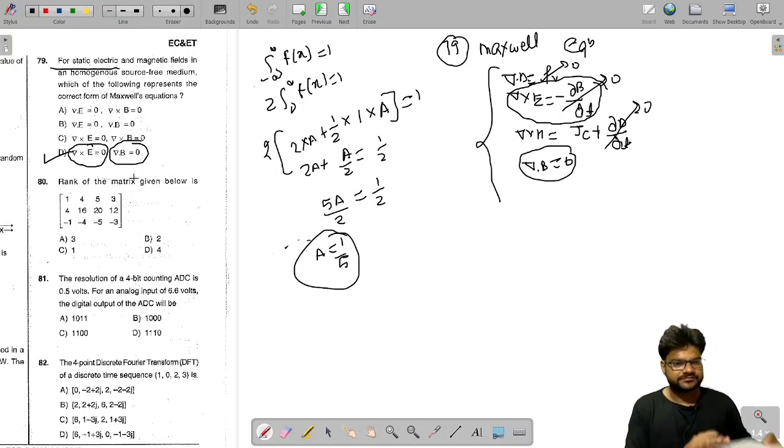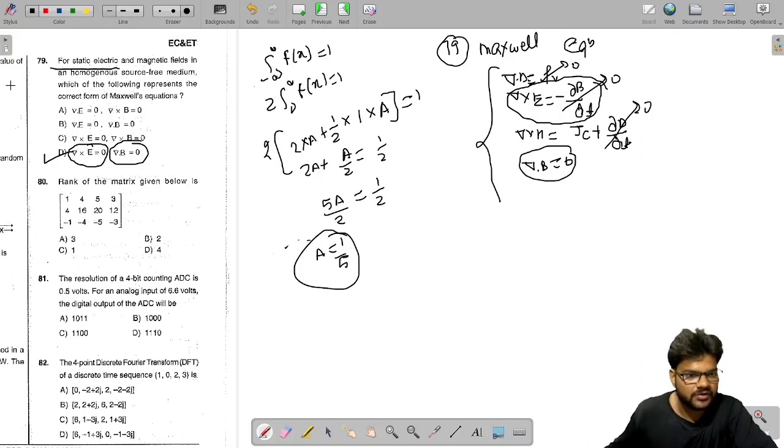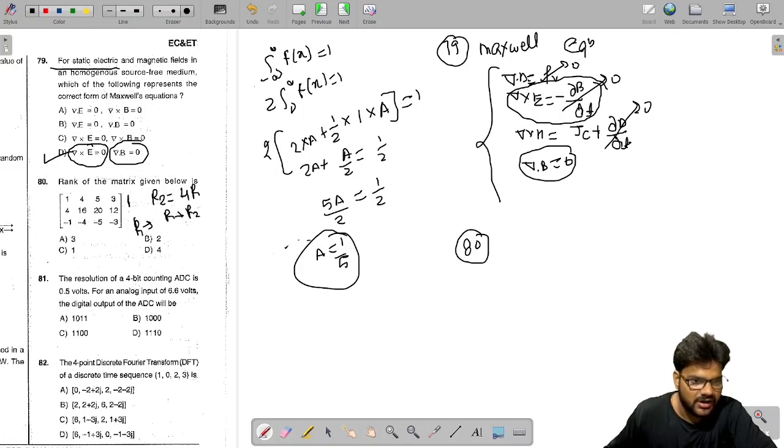So to find out its rank, you have to find out the number of non-zero rows in echelon form. Okay, so let's convert it. Question number 80. If you see, this is R1: 1 4 5 3, and this is R2. From this you can see the dependency: R2 equals 4 times R1, right? Similarly, you could change R1 plus R2. Let's change R1 to R1 plus R2, and R2 to R2 minus 4R1, right? Let us do it like this.